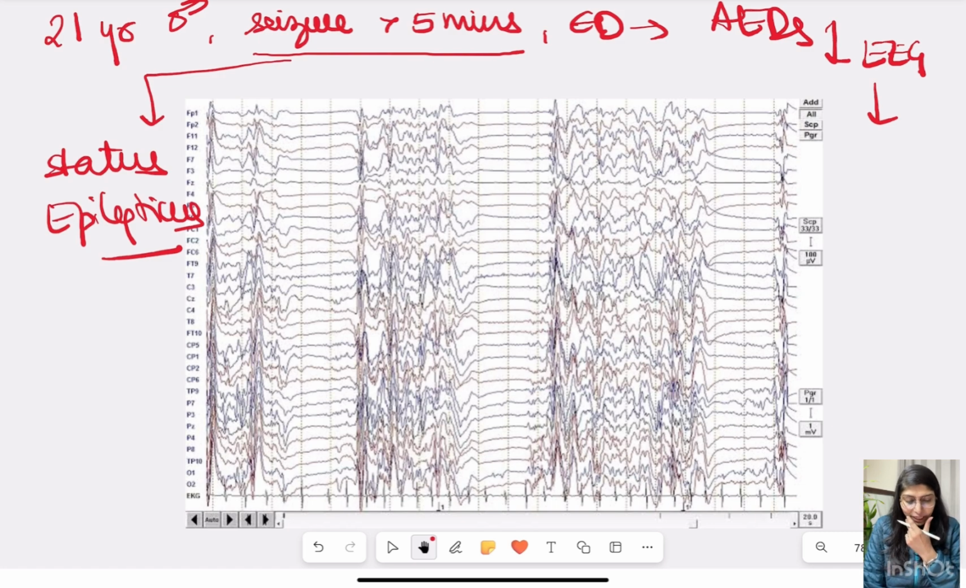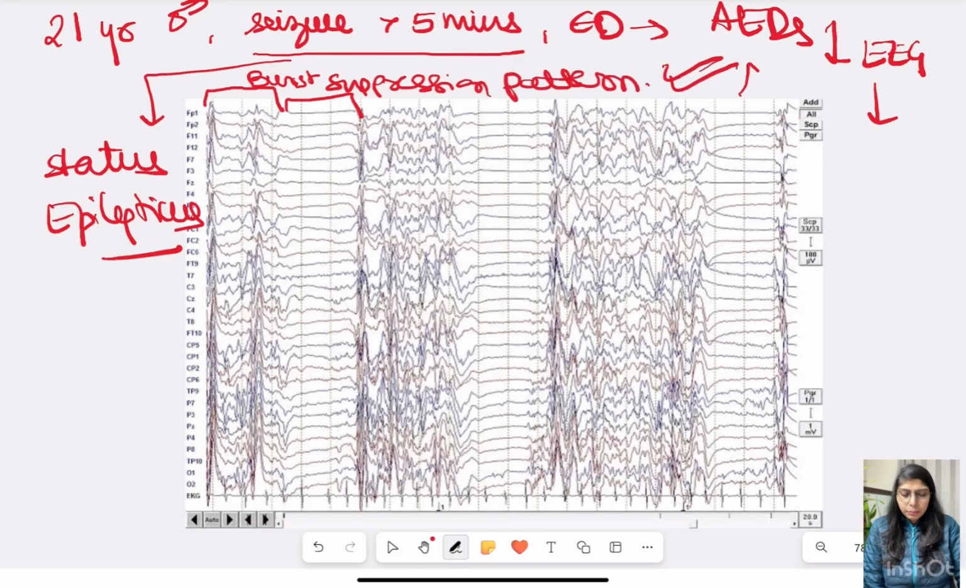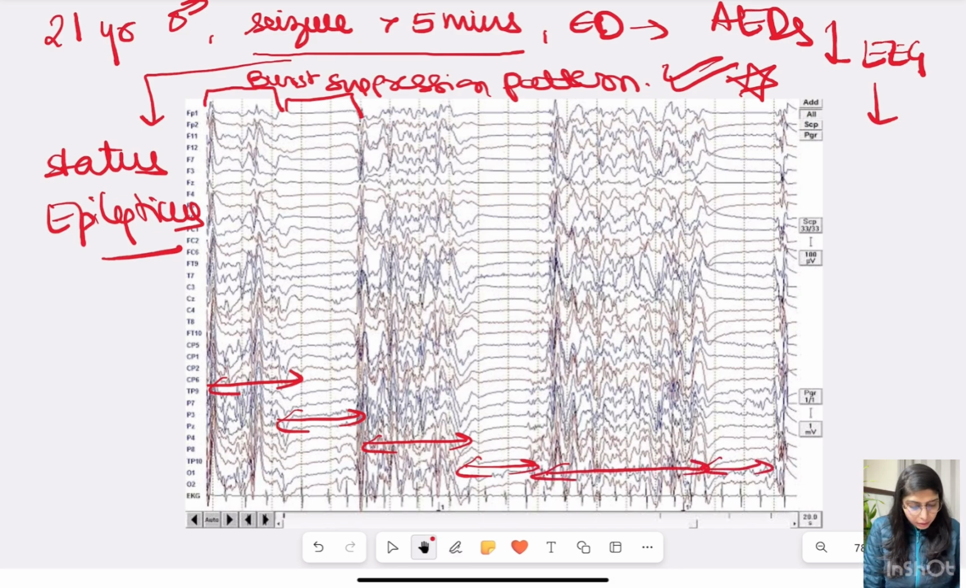I will also try to cover that topic when I talk about anti-epileptics. But right now, because this is the topic on EEG, I wanted to show you this because this has been asked once. This is something that we aim for when we give AEDs. This is known as a burst and this is suppression. So it is a burst suppression pattern. Please remember this.